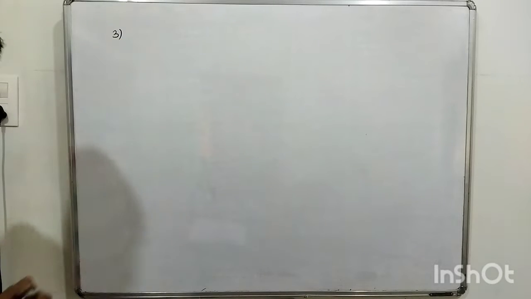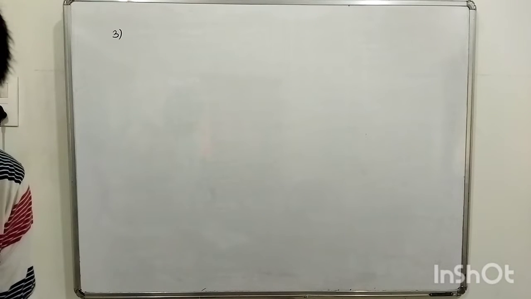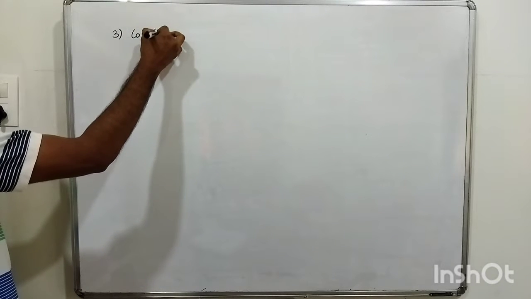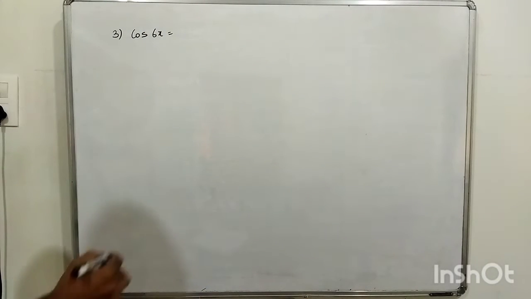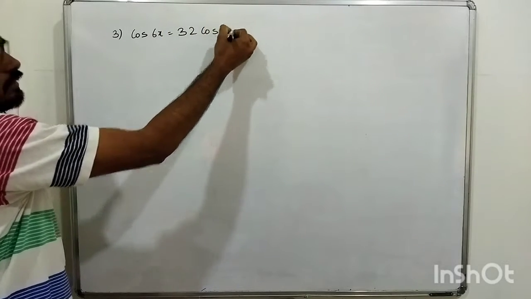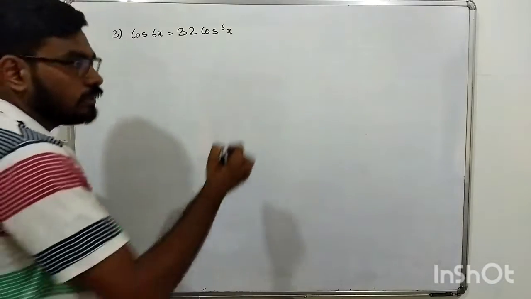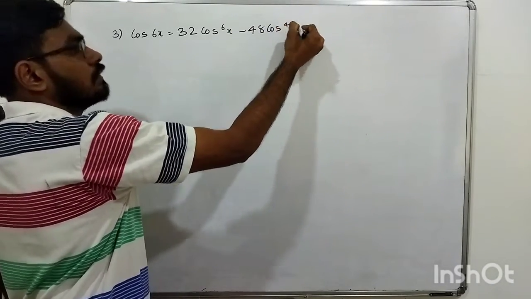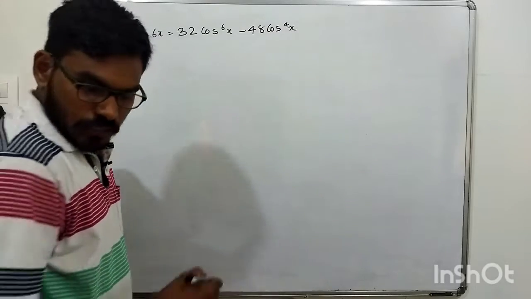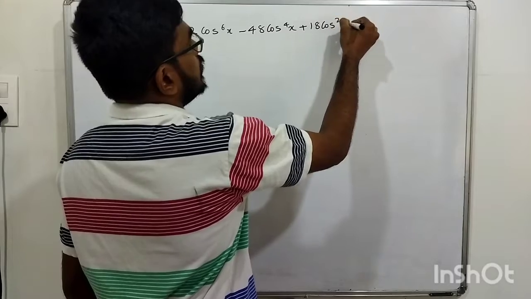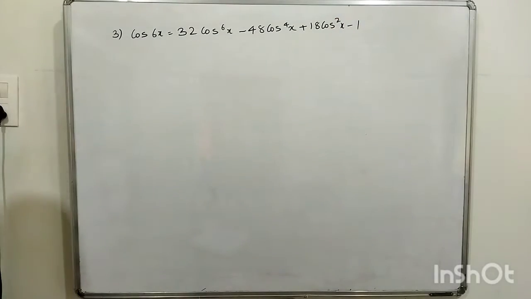third question. Okay, so the question is like this: cos 6x is equal to 32 cos raised to 6x minus 48 cos raised to 4x plus 18 cos square x minus 1. So let's see.